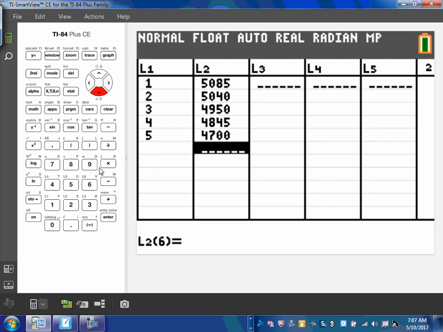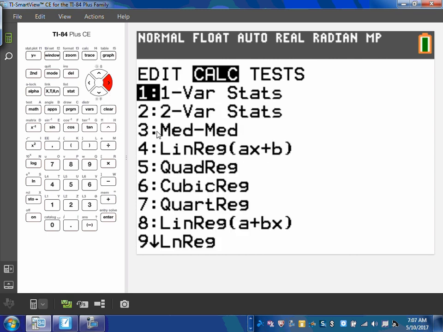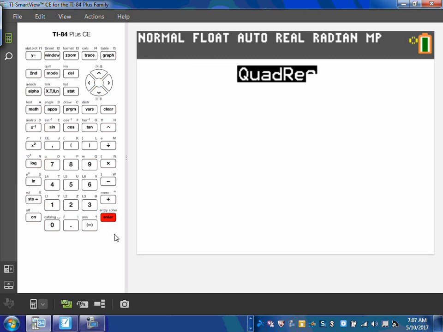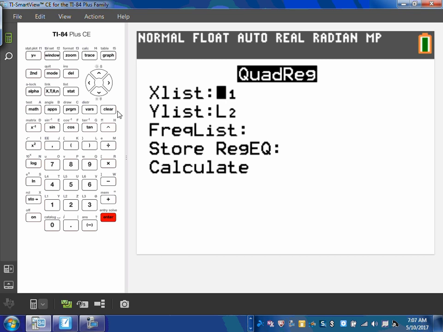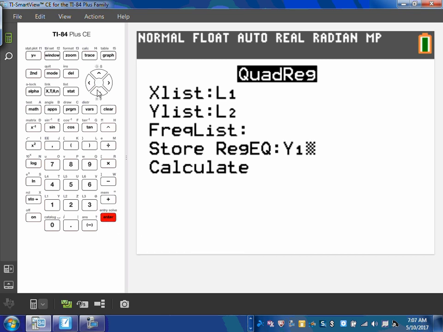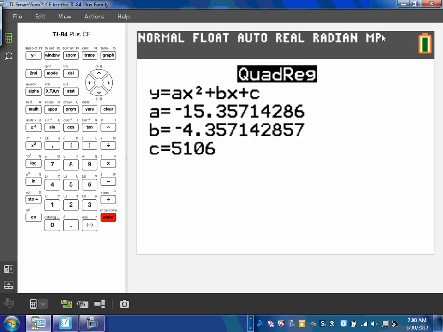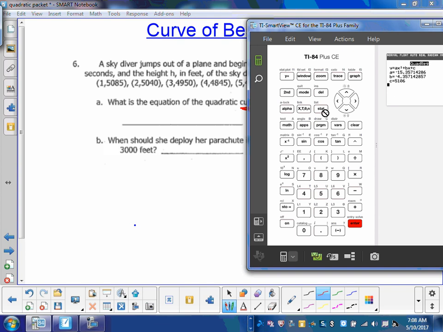Okay, I've checked my data. Now I'm going to calculate a curve of best fit. So I hit Stat, arrow over to Calculate, Quadratic regression. So I need a number 5. So you can hit number 5 or arrow down. I'm going to use list 1. I'm going to use list 2. And I'm going to store it in Y1. So alpha, trace, number 1, arrow down, calculate. And here is my equation.